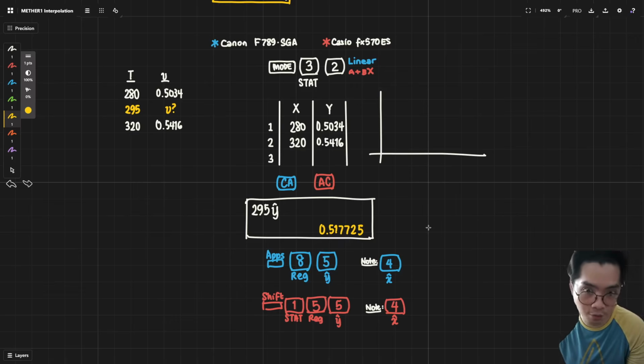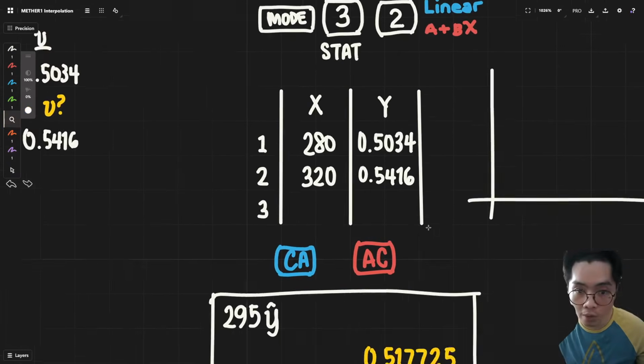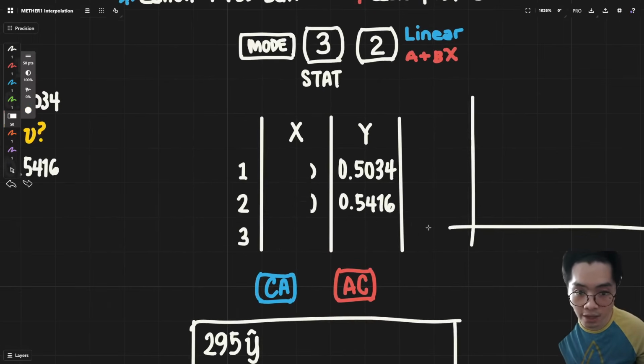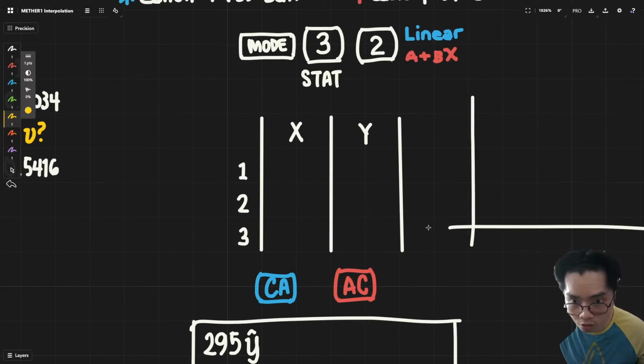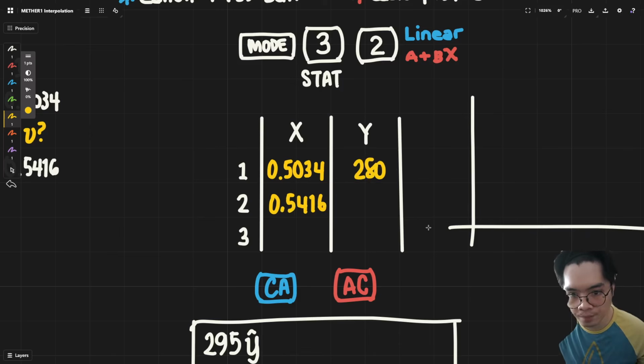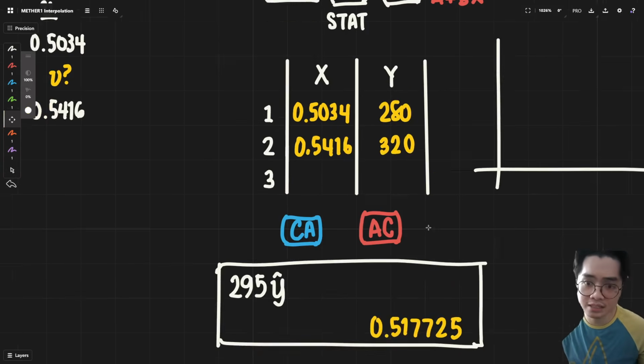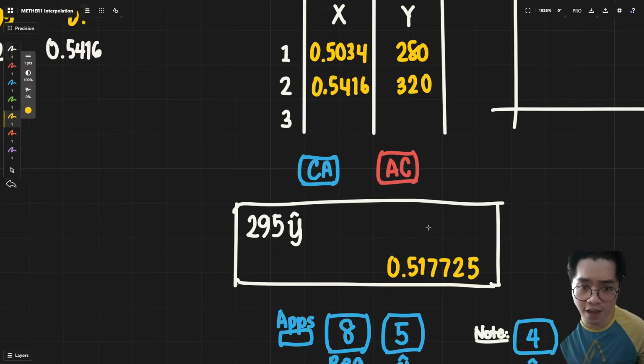On the other hand, though, it might be prone to error because you might set this up the wrong way. What do you mean you set this up the wrong way? Say, for example, you have switched the values: 0.5034, 0.5416, and then 280, and then 320. In this case, if you say 295 y hat, what you might get is something like this. 295.